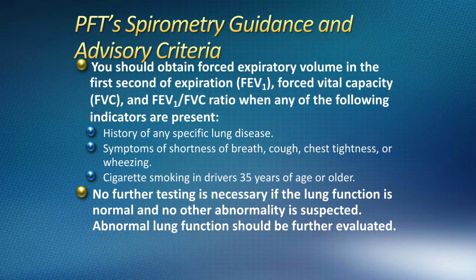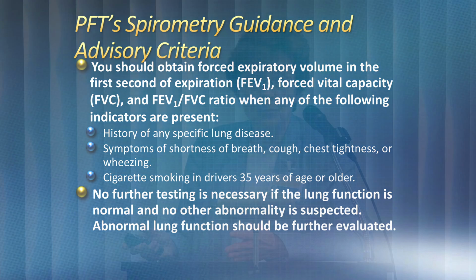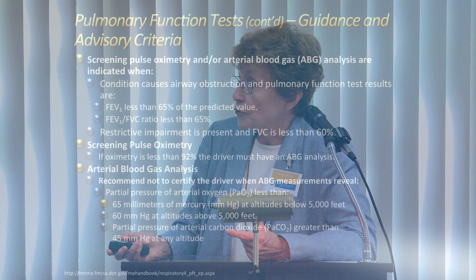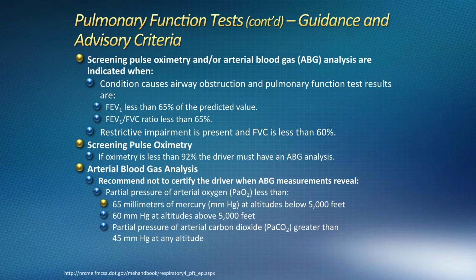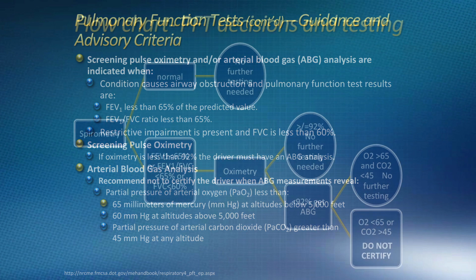I want to spend a minute talking about the pulmonary function studies and what your pathway is as far as lung disease. If you do a pulmonary function study, there are specific numbers that you're looking at according to the guidelines. Again, this is guidance and advisory, so it's left up to your subjectivity. If the pulmonary function study is normal, there's no further testing needed. Screening pulse ox or arterial blood gas are indicated when the FEV1 is less than 65% of the predicted value, or the FEV1-FVC ratio is less than 65%.